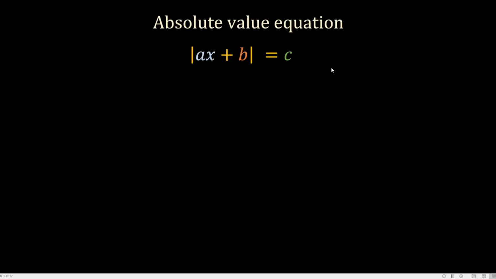Let's see what an absolute value equation looks like. Absolute value of ax plus b equal to c is the absolute value equation. Let's explore this equation using a real life scenario.